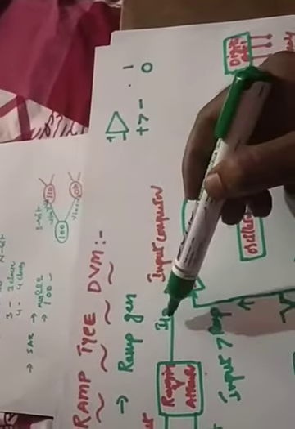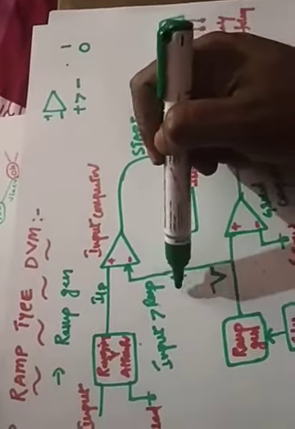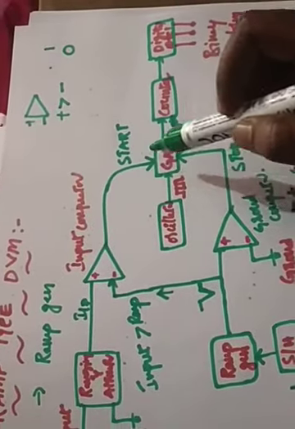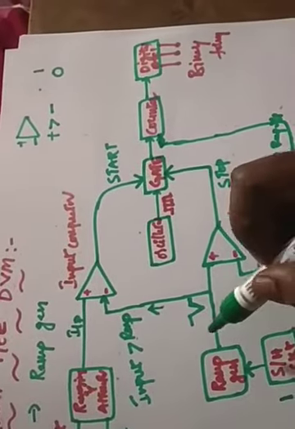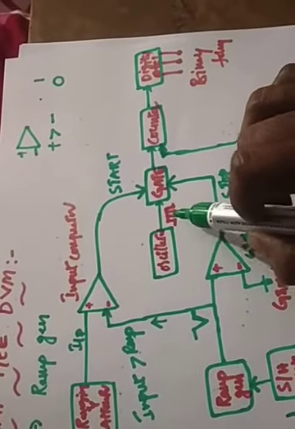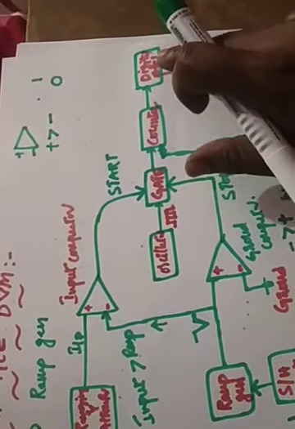So whenever the input is greater than the ramp signal, it will set the start signal to the gate. What happens when a start signal is applied? Your gate is opened, right? Then whatever clock pulses the oscillator generates will directly enter the counter.